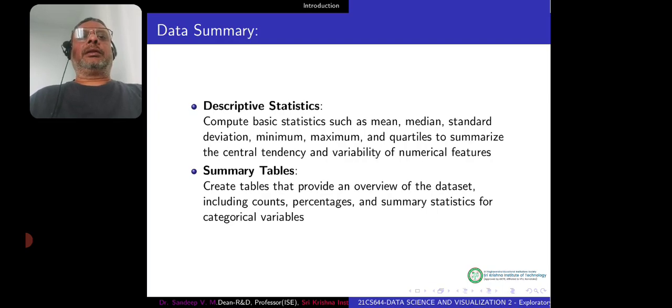Or we can represent this in a summary table. This creates tables that provide an overview of the data sets like counts, so how many data of each parameter are available, and in terms of percentages, and then summary statistics for categorical variables. If the data is categorical, then we provide how many of the data belong to each category. In terms of percentage, we can give this description.